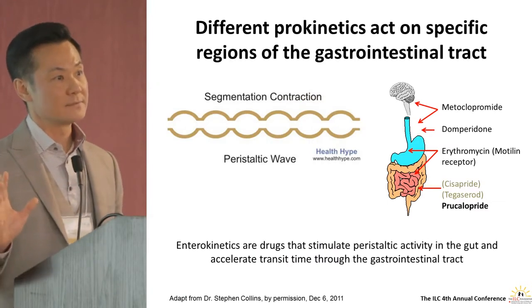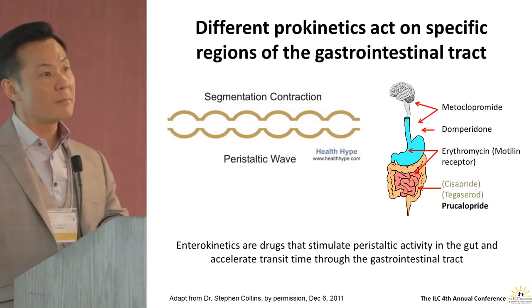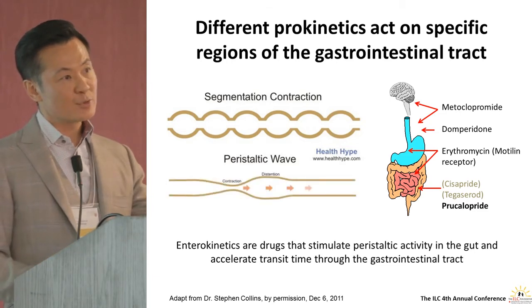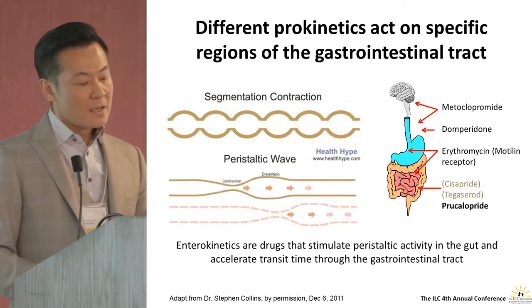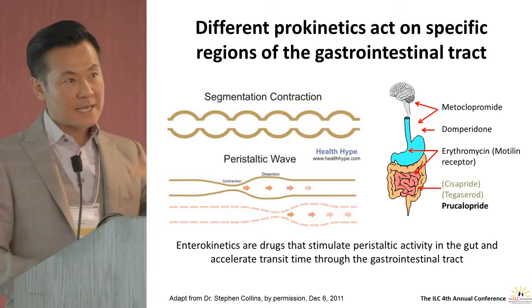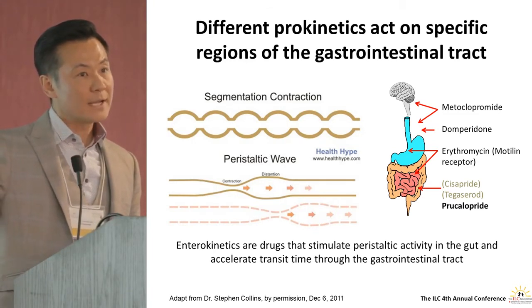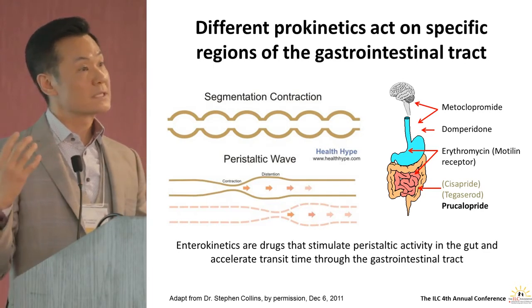Now, motor function. So for motor function, we talk about prokinetics. A prokinetic is a group of medications that enhance peristaltic contraction of the gut. There are a group of these medications that you see on the right-hand side of the slide. Metoclopramide and domperidone, you can think about as working similarly.